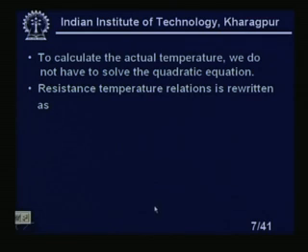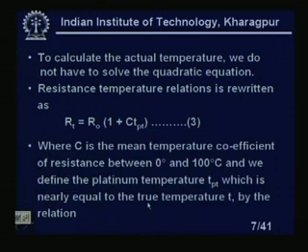So, instead the resistance temperature relation is rewritten as R_t equal to R_0 multiplied by 1 plus C into T_pt, this is equation number 3, where C is the mean temperature coefficient of resistance between 0 degree and 100 degree centigrade.